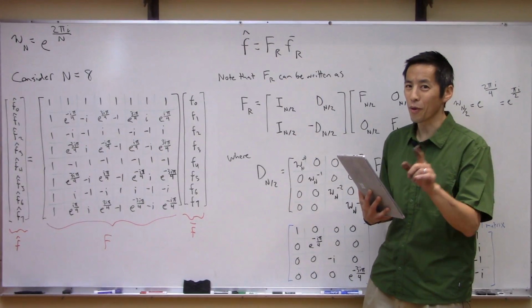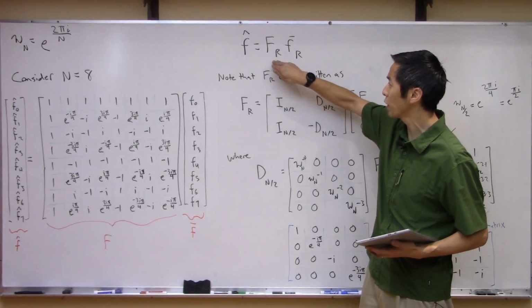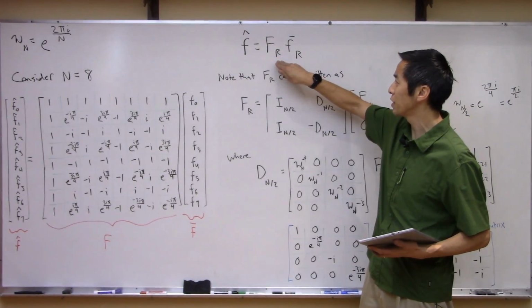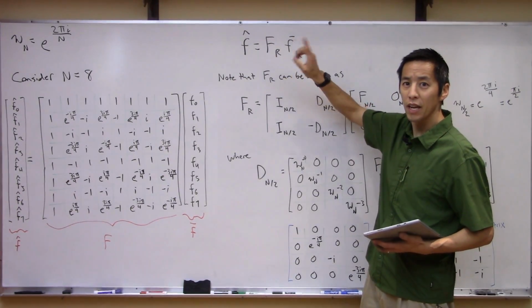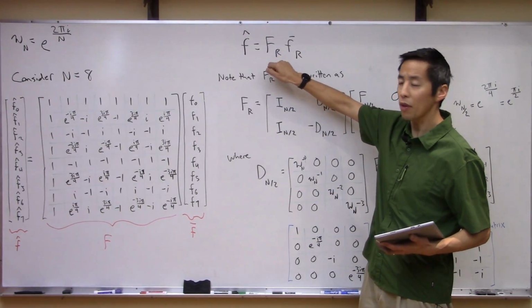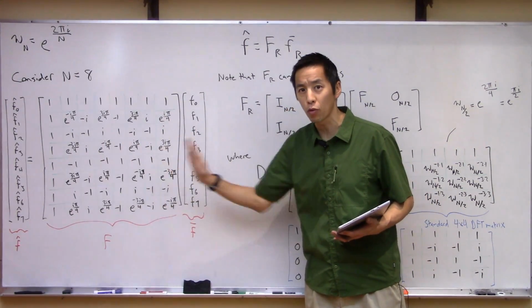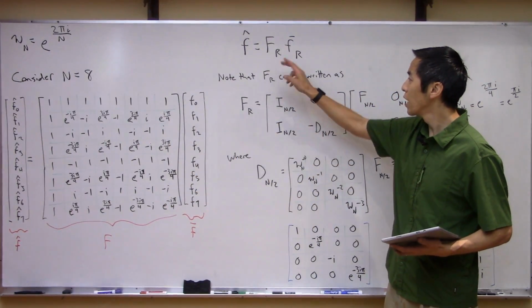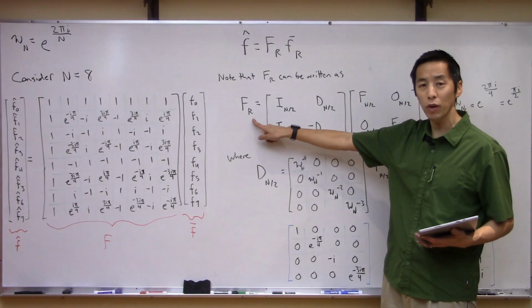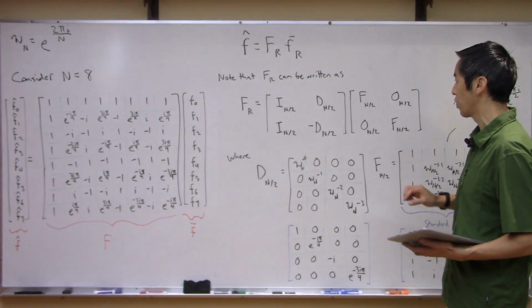Okay, so this is where it gets really interesting. So remember, this is where we are, right? We said the Fourier transform matrix representation looked like this, okay? Now, the key here is, check this out. This matrix, this rearranged version of F, right? Not this matrix, but the rearranged version of it, that can actually be rewritten as the product of these two matrices over here, okay?